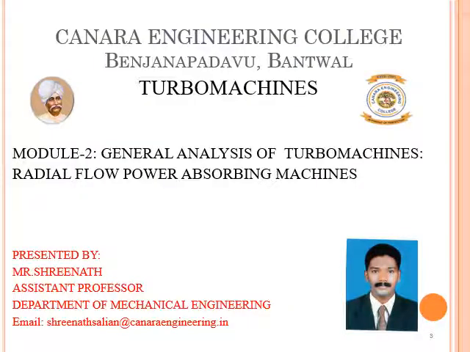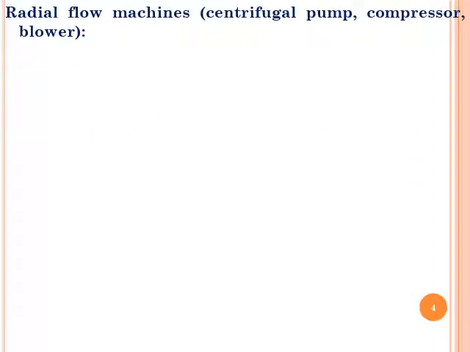Welcome, all. In today's session, I will discuss the general analysis of radial flow power absorbing machines. The radial flow machines consist of centrifugal pump, compressor, and blower.